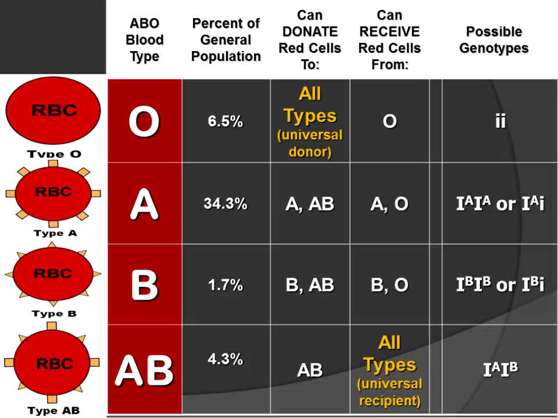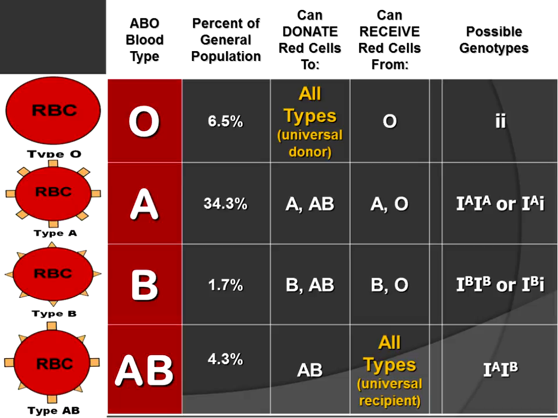So type O, like we were saying before, you have to get 2 of the O genes, 2 of the recessive genes from the parents, one from mom, one from dad, to be type O, and this is represented by lowercase i. If you remember from the biology, the recessive gene is always represented with a lowercase letter.